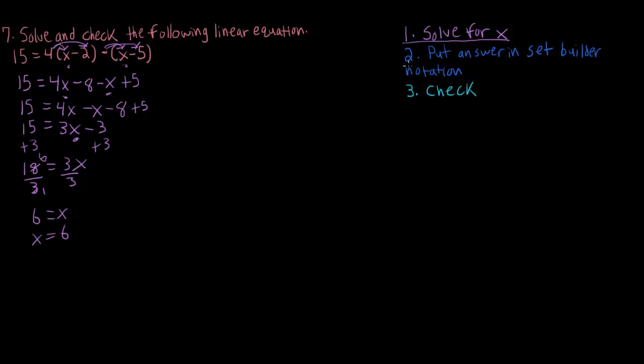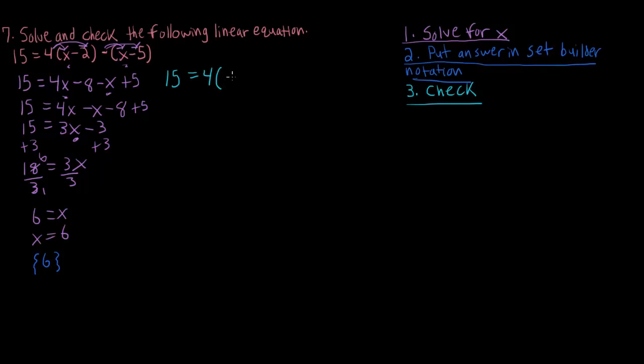Then for step 2, we want to put the answer in set builder notation. So we need to use our curly brackets again, 6. There we go. And for the last step, we have to check the solution. So we need to plug in the 6 value into the original equation. So let's do that right now.